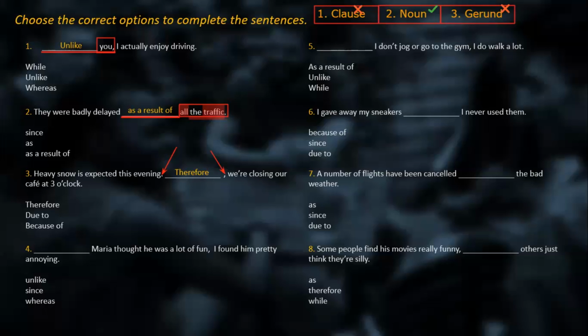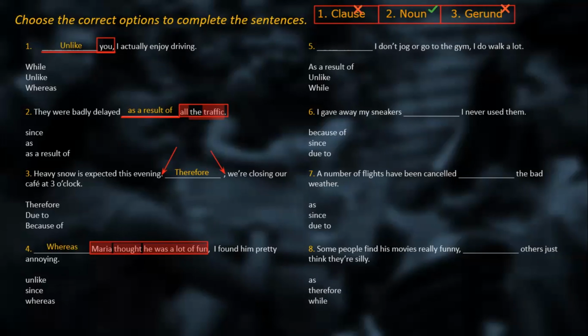Maybe a clause. Yes, because Maria is the subject, thought is the verb, and all of this is complementary information. So what is the best option when we want to contrast and then we have a clause? For me, whereas Maria thought it was a lot of fun. Exactly, that is the option, whereas.